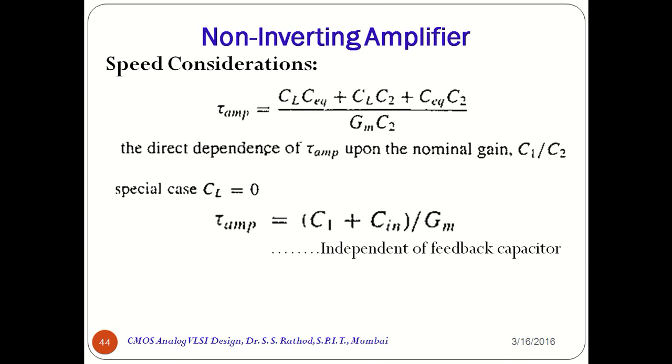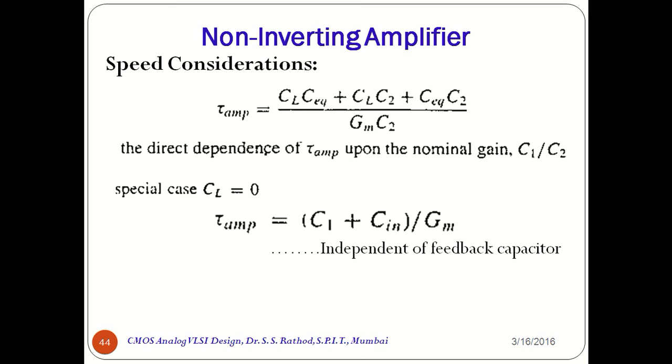and this is what we get, with an overall time constant tau amplification equal to CL C equivalent plus CL C2 plus C equivalent C2 upon gm C2. What it tells you is that there is a direct dependence of tau amplification mode upon the nominal gain C1 by C2.